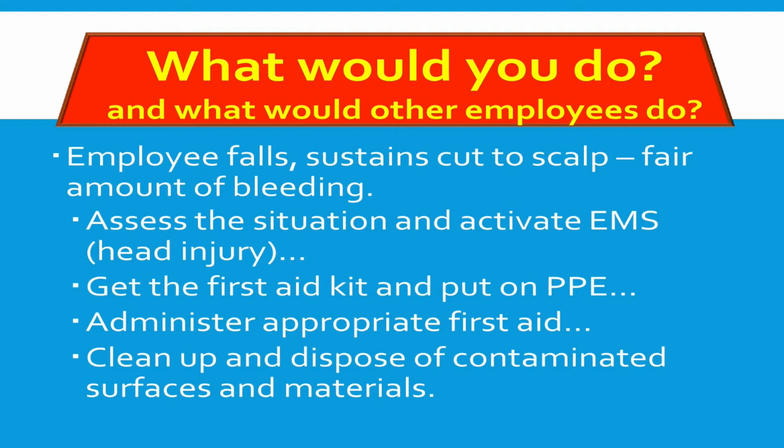The first rule of keeping yourself safe when it comes to bloodborne pathogens is you treat everyone's blood as if it's contaminated. You get the first aid kit, you put on your gloves, other PPE as necessary, administer first aid, and then you of course have to clean up and dispose of any materials, and clean up any kind of surfaces that have been contaminated with blood or OPIM. This is important that we take precautions whether you're rendering first aid or whether you're actually performing cleanup.